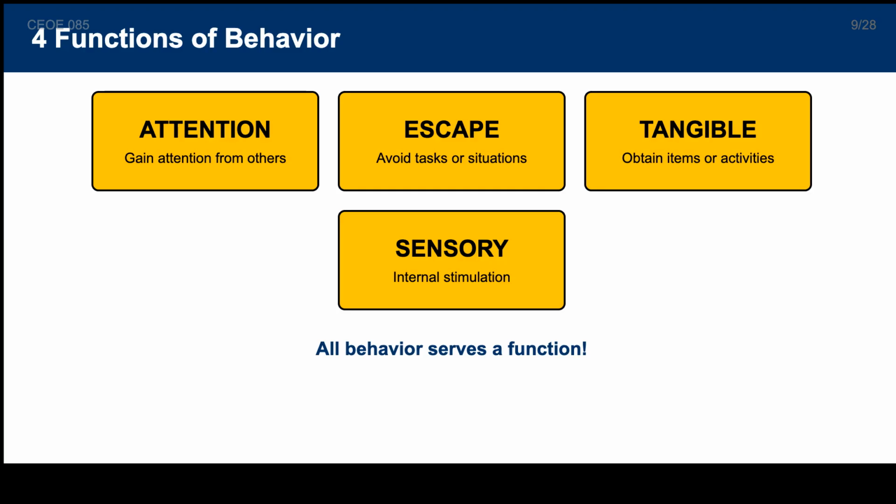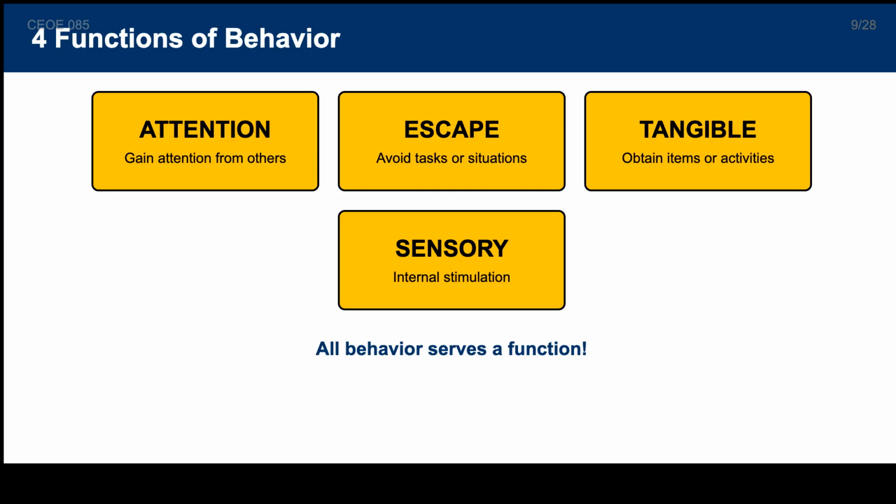Memorize these. Attention. The student acts out to get noticed. Escape. The behavior helps avoid something unpleasant, like difficult work. Tangible. The student wants to obtain something, a toy, activity, or item. And sensory. The behavior provides internal stimulation, like rocking or hand flapping. All behavior is communication. When you understand the function, you can teach a replacement behavior.